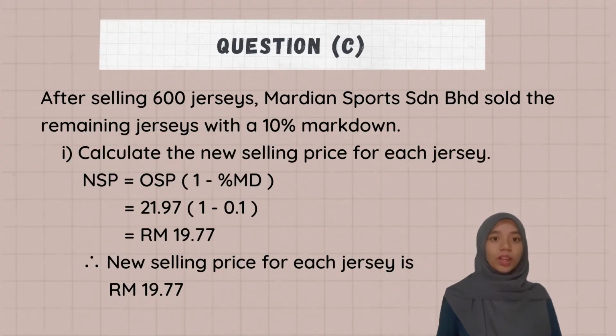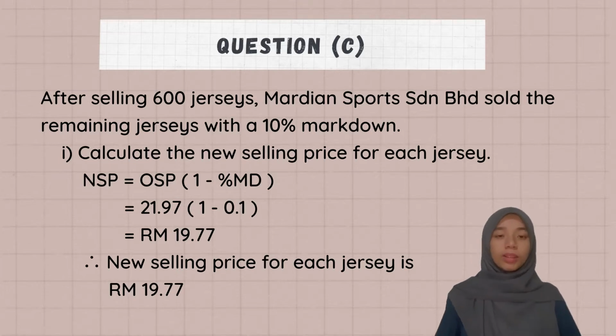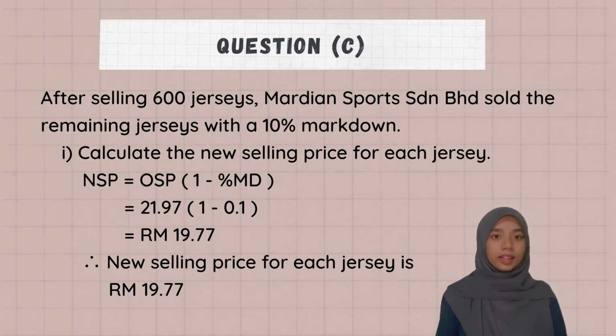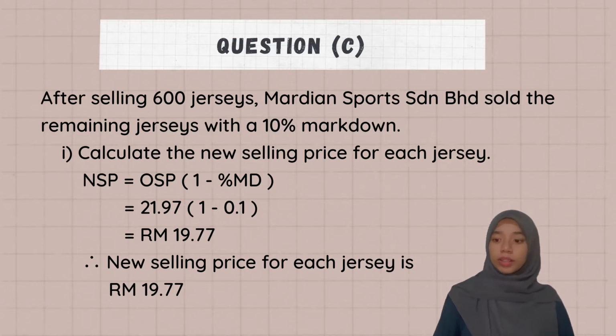Assalamualaikum, my name is Nuramira Marsufah and I will explain the answers for question C. After selling 600 jerseys, Marden Sports Sendirian Berhad sold the remaining jerseys with a 10% markdown. The first question is, calculate the new selling price for each jersey.